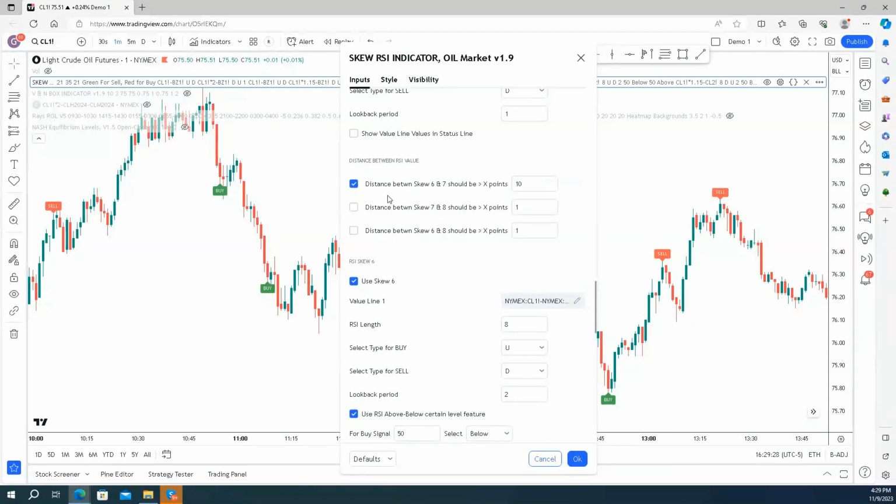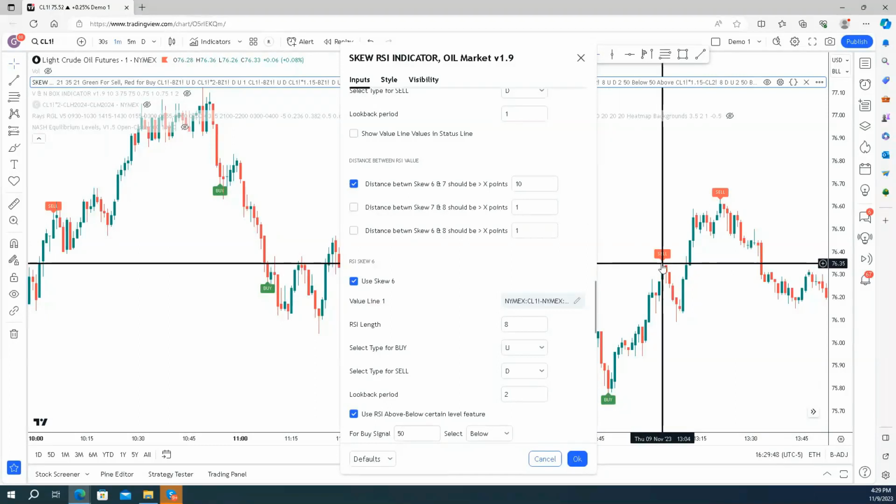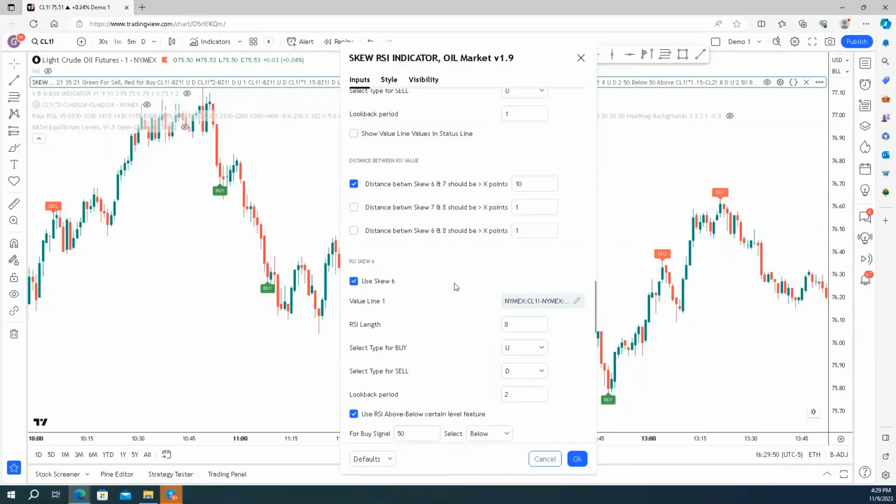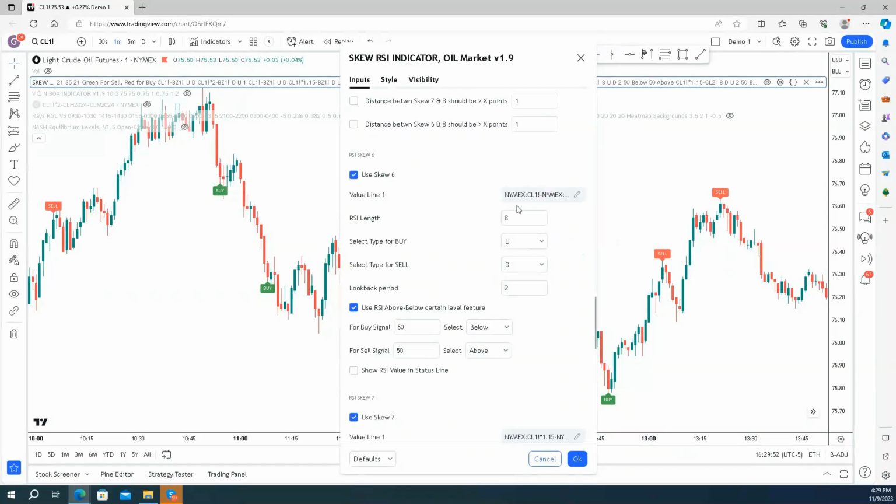So in this section, what you can do is take a look and define what type of bubble you want between those lines. So right now I have it set between skew 6 and 7, which I'm only using in this particular example. I want the bubble to be at least 10 points between those two skews before it'll give me a buy or sell signal. For the skews that you set in, the RSI length is based on the close, where it uses 8. If you want to change that, you can change that.